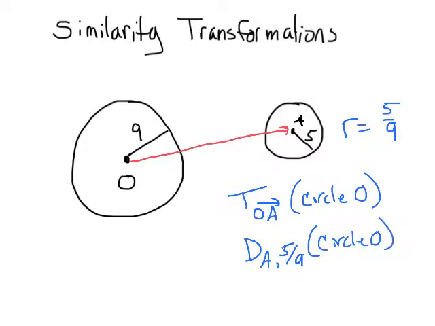That's how you would describe a similarity transformation to map circle O to circle A. The key is the scale factor. If I'm shrinking the circle, then the numerator is smaller than the denominator. If I were mapping A to O, then my scale factor would be flipped. It would be 9/5.